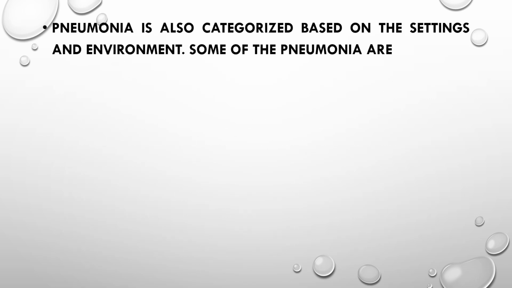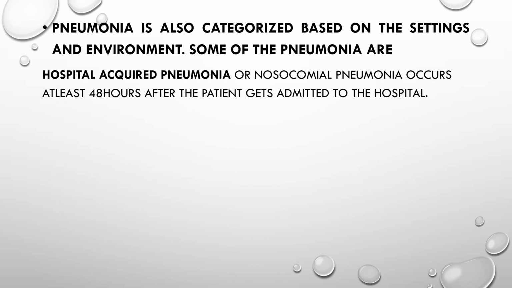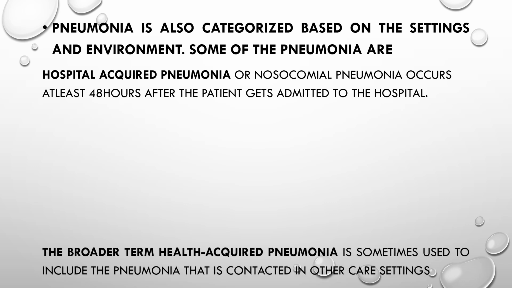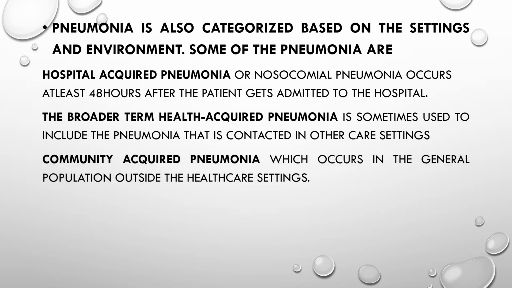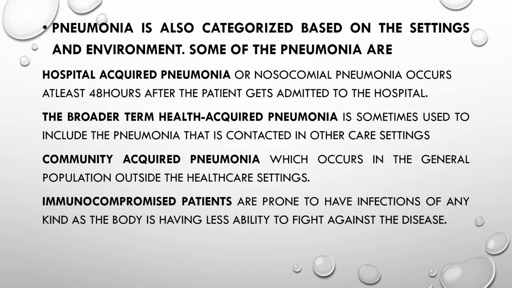Now, pneumonia is also classified based on the settings and the environment where the individual is. Some of the pneumonia are hospital-acquired pneumonia, also known as nosocomial pneumonia, which occurs at least 48 hours after the patient gets admitted to the hospital. The broader term healthcare-associated pneumonia is sometimes used to include pneumonia that is contracted in other healthcare settings, like nursing homes. Community-acquired pneumonia, the name itself suggests it occurs in the community where the general population is outside the healthcare settings.